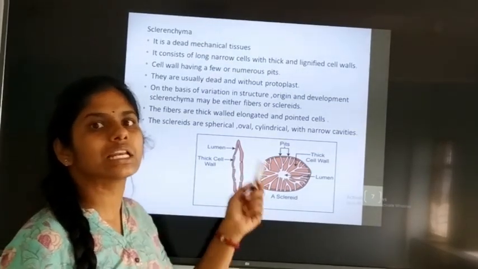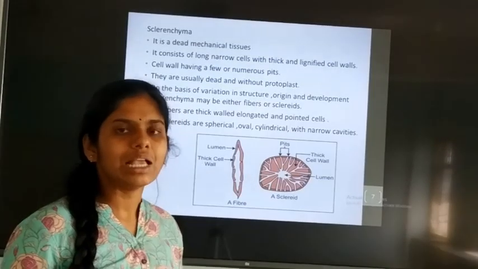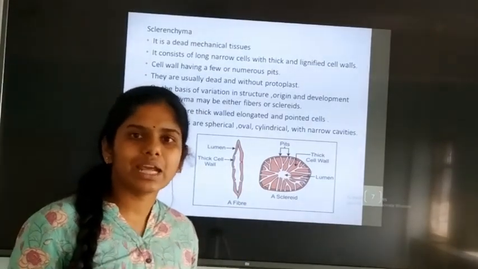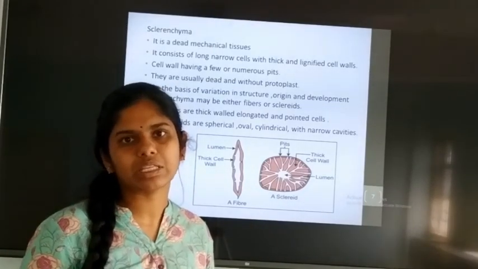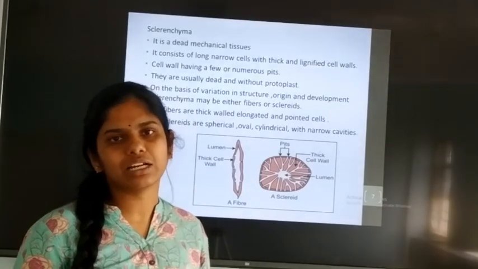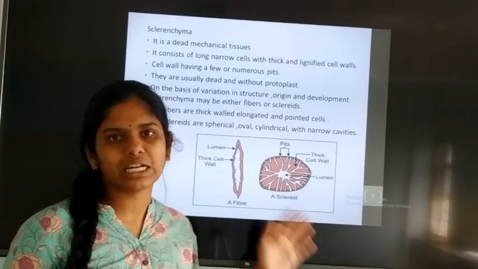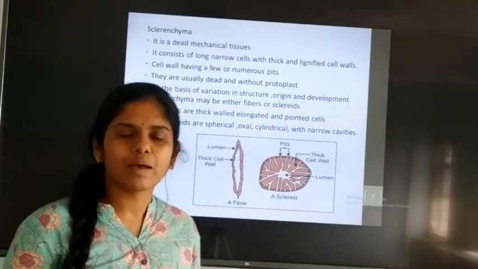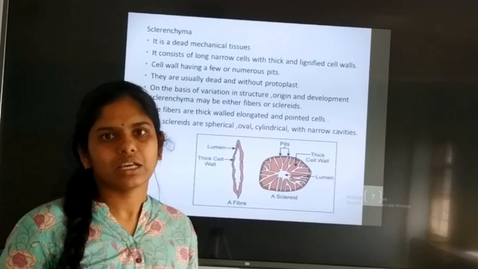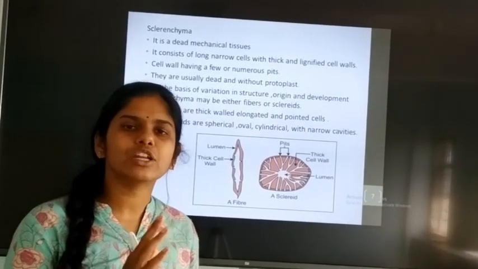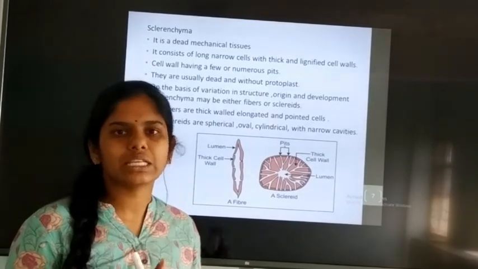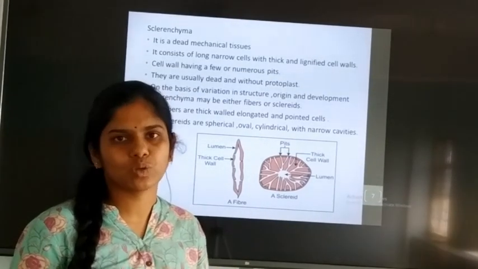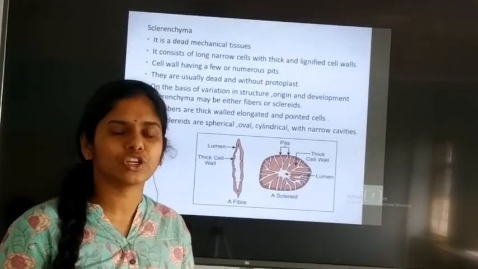Next, come to the sclerenchyma. Sclerenchyma is a dead and mechanical tissue. Why is it called a dead tissue? Because of the absence of protoplasm, that is, the cytoplasm and nucleus are absent. So that's why sclerenchyma is called a dead tissue.